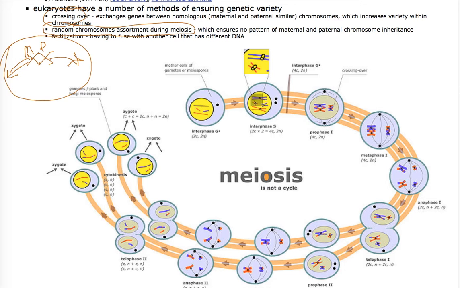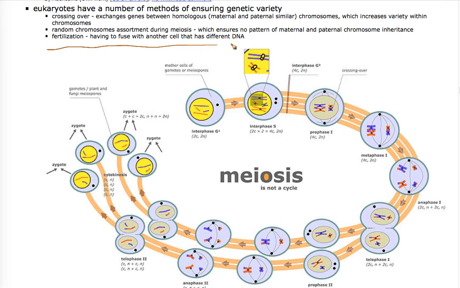Okay? And then lastly, fertilization. Having to go out and find a mate that is not your brother or sister also makes sure that your kids will be different than you were. So animals and plants and other complex organisms like fungi gain an advantage of genetic variety by using these systems, crossing over, random chromosome assortment, and fertilization, to make sure that their offspring will live long and prosper, because they won't be the same as what they are.